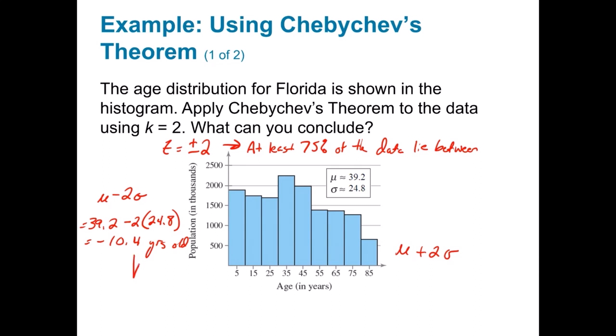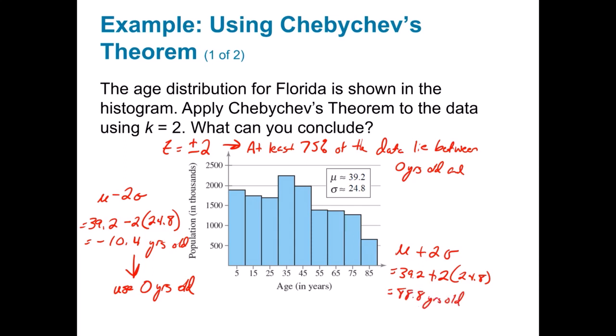So in this case, even though we got negative 10.4, we're going to use 0 years old because that's the smallest possible data value you could have, right? So we're going to say at least 75% of the data lie between 0 years old and then we calculate the upper bound. So data value plus 2 times standard deviation. So same numbers, right? So 39.2 plus 2 times 24.8. And what do you get? 88.8.